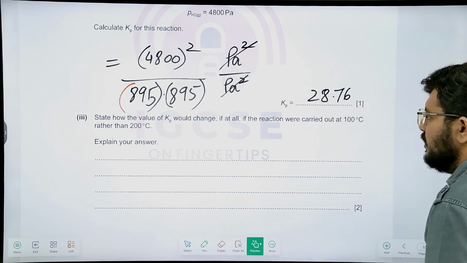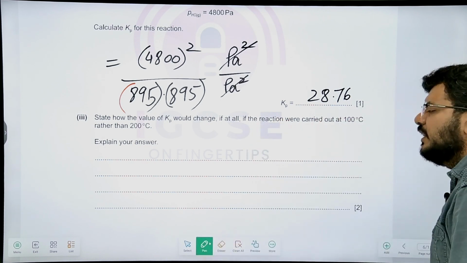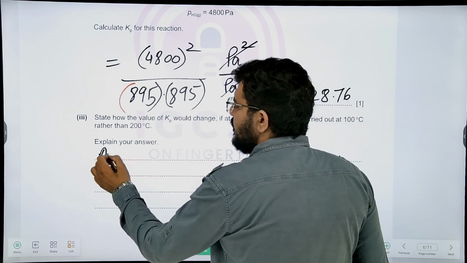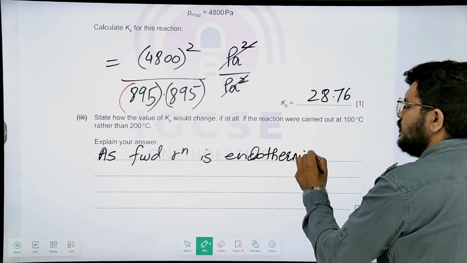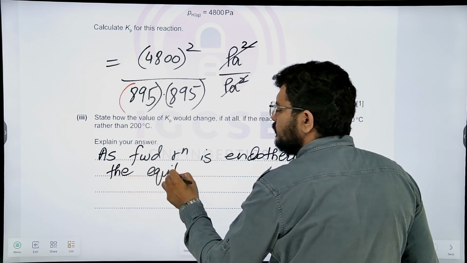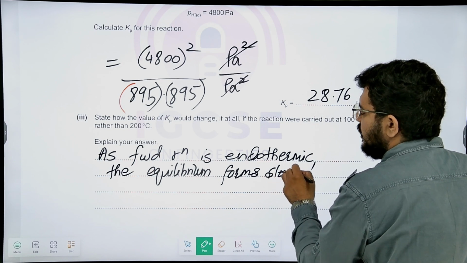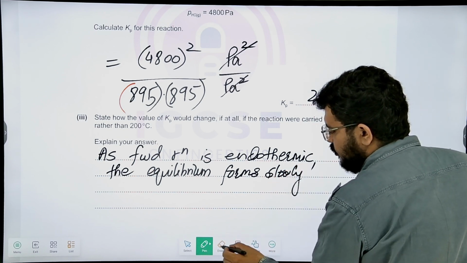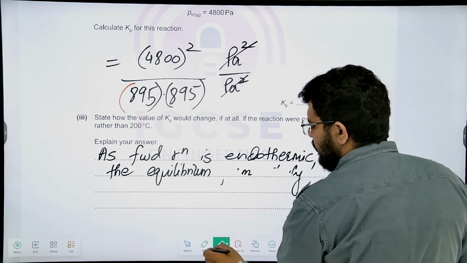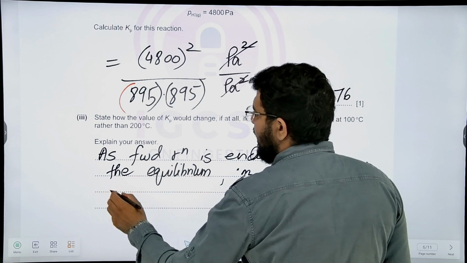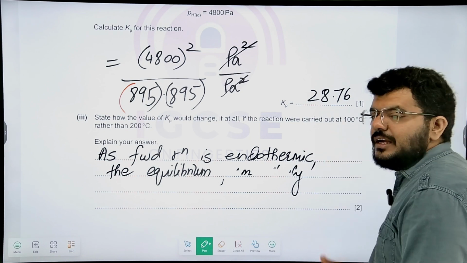If the reaction is endothermic in nature, they are asking how the value would change, if at all, if the reaction were carried out at 100 degrees Celsius rather than 200. So if you decrease the temperature, as the forward reaction is endothermic, the equilibrium forms slowly, right? I think they're not asking how the equilibrium forms, they're asking about the value of Kp. Less of the product would have now formed because the reaction is being carried out at 100 degrees Celsius.